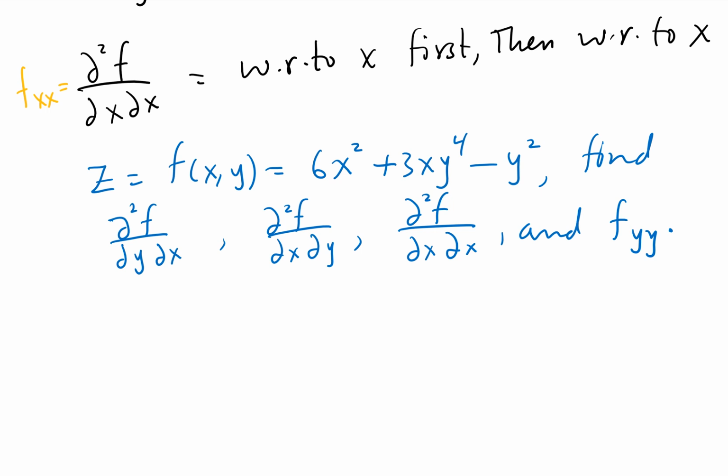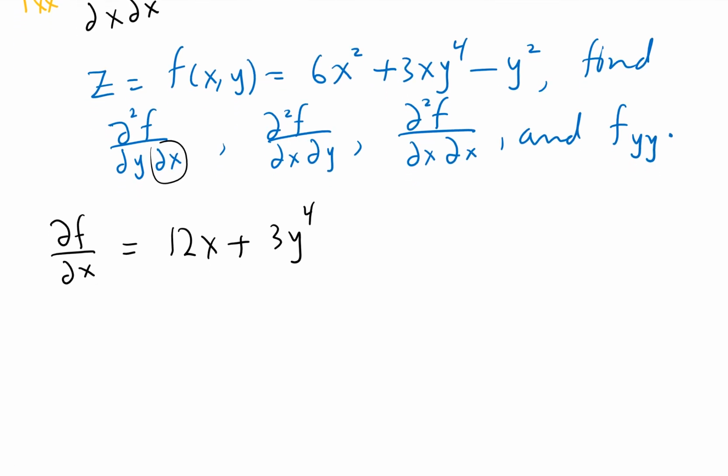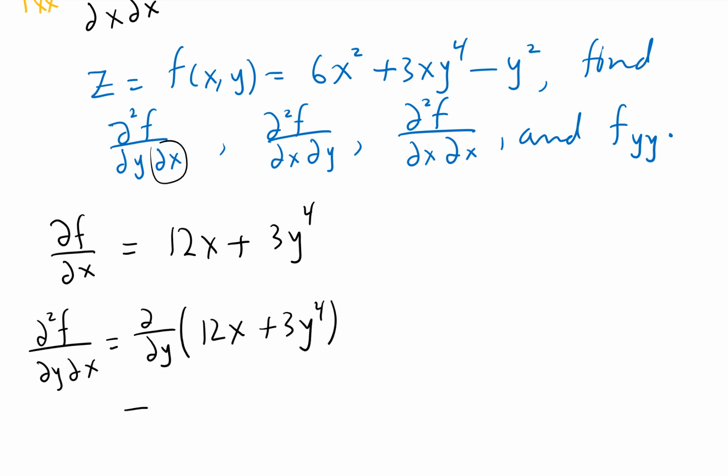So for the first one, we first find with respect to x. Remember, with respect to x. So what do we get? 12x plus, the derivative of x in the middle term is 1, so it's just 3y to the fourth, and the last one has no x's, so 0. Then this one would be taking the partial derivative of the answer with respect to y. That would be 12y cubed.